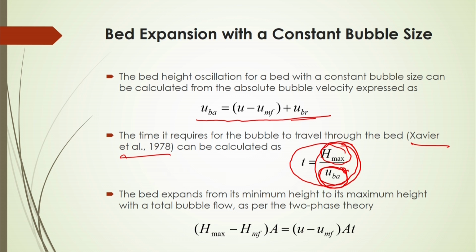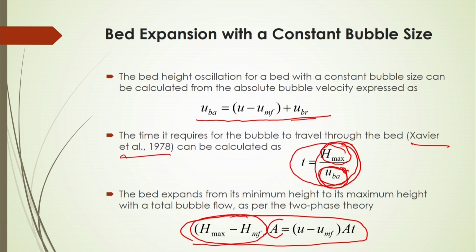Now, the bed expands from its minimum height to its maximum height with a total bubble flow as per the two phase theory. You can get it from the material balance here. If you know that H max minus H MF is the effective height of the fluidized media and the cross sectional area of the bed is A, then what will be the amount of fluid inside the bed, or the volume of fluid? That is U minus UMF into A.